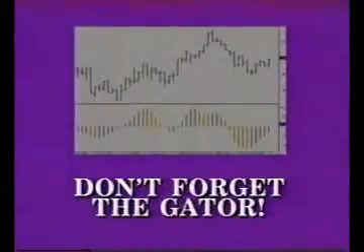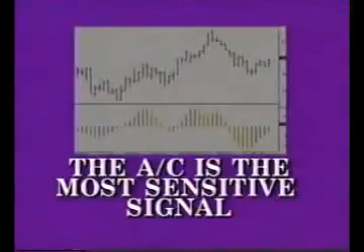And another thing about the AC I want to mention is that the AC is the most sensitive signal that we have. You're going to see changes here reflected long before you're going to see it in the price. Sometimes you're going to see signals reflected here that will never affect the price. So remember, the AC is the most sensitive signal we have. It's like a speedometer. Every time the market picks up, slows down, it feels it. You're going to see that represented in the different colored bars.